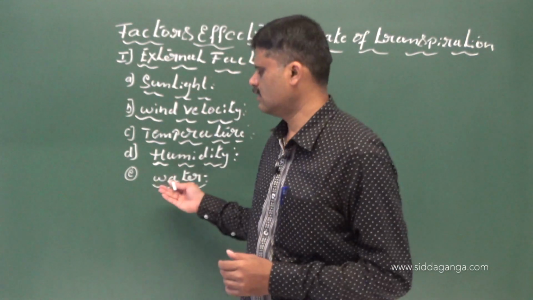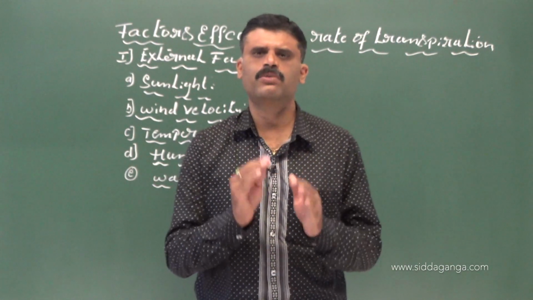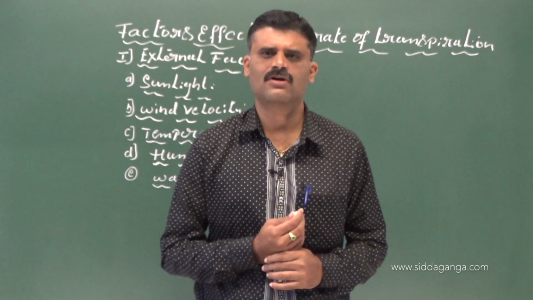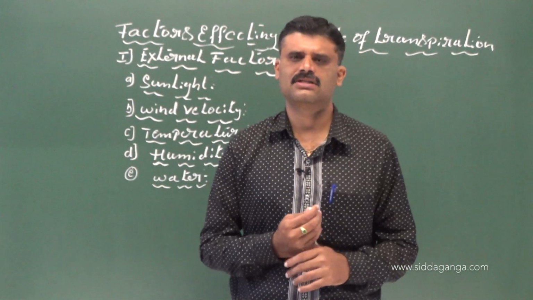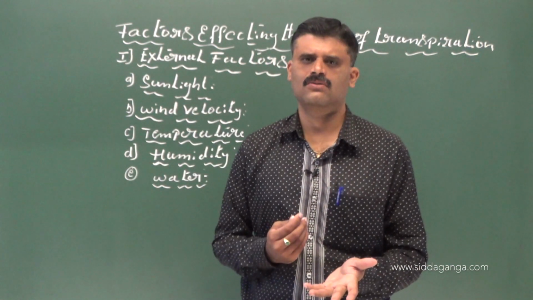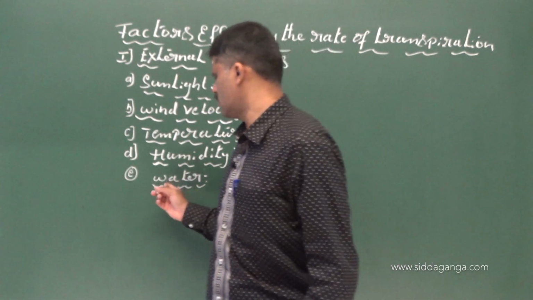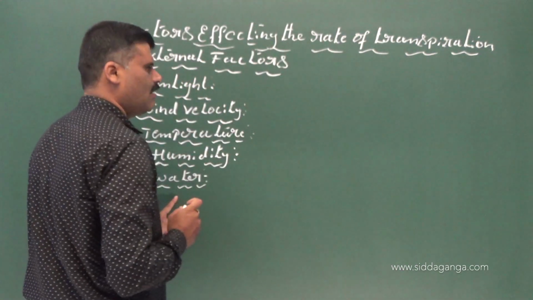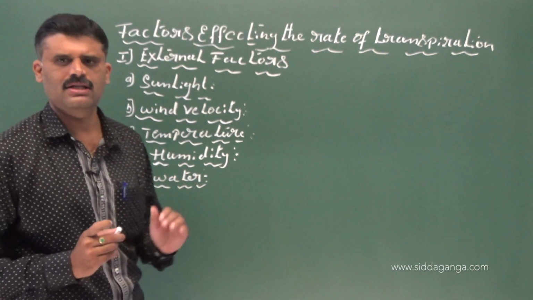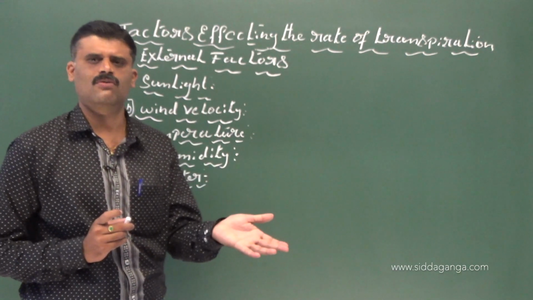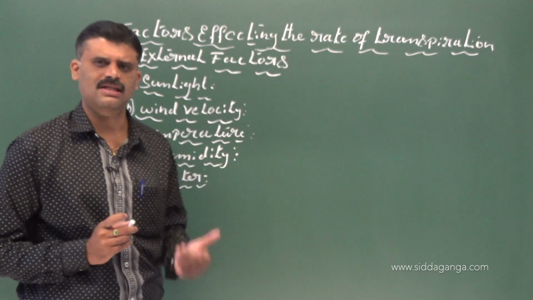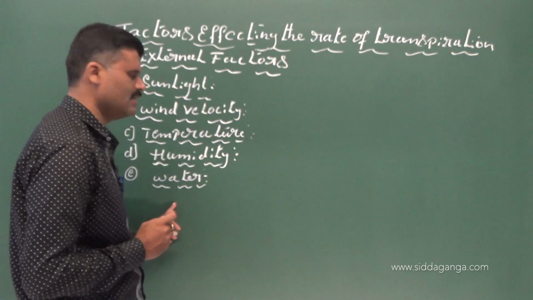So the plants have some adaptation to prevent the loss of excess water through transpiration. So they avoid the loss of water through transpiration. So if availability of water is more, then rate of transpiration is more. If availability of water is less, then rate of transpiration is less.